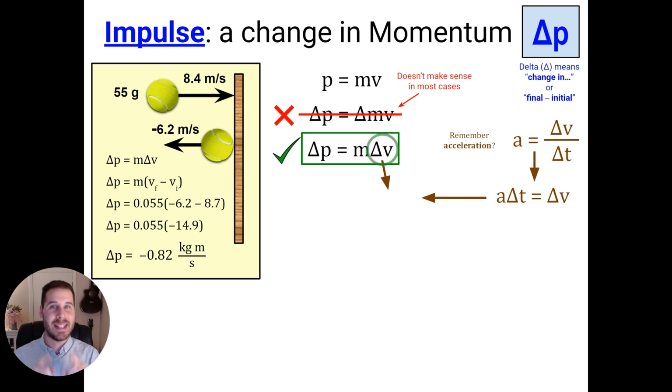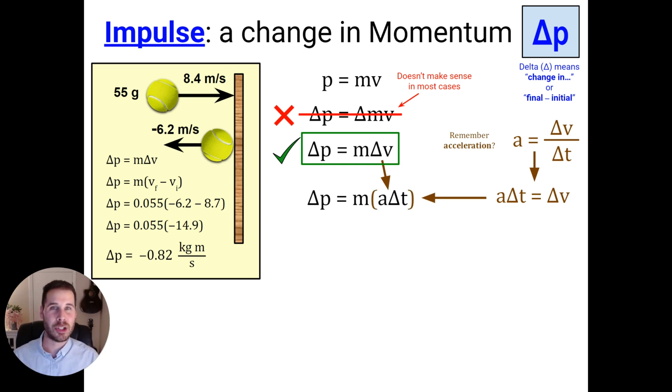I'm seeing that there's a delta v in the green formula, the one that calculates impulse, and I'm seeing that there's a delta v in the brown equation, which was related to acceleration. Well, in physics, if you see a variable in a formula and you know how to solve for that variable in a different formula, you can actually plug into one formula what that variable is equal to in the other one. Want to see what I mean?